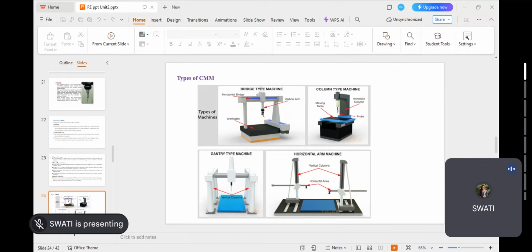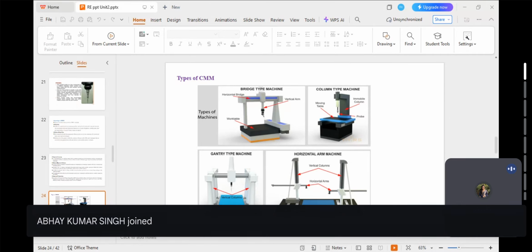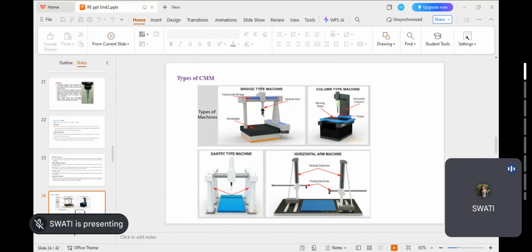If your arm is not aligned properly, it will not give you the correct cloud points. So you have to be very sure whenever you are using any machine, not only the CMM, any machine, you have to first be concerned about the calibration of that machine. That machine should be appropriate enough to give you the correct value of whatever parameter you are taking. So this is the horizontal type of machine.